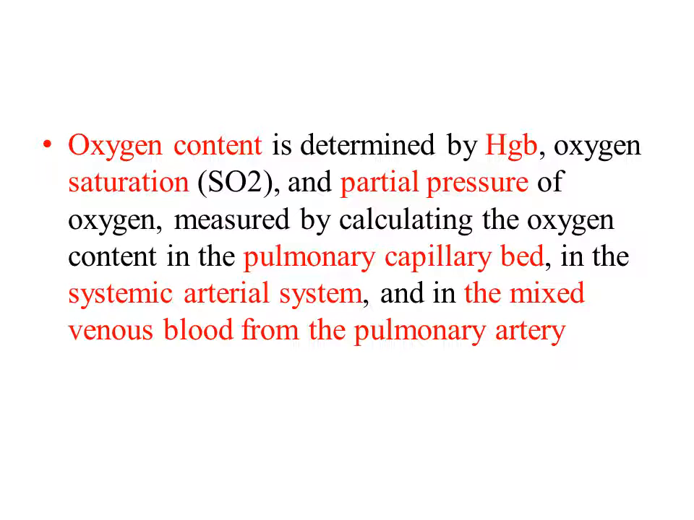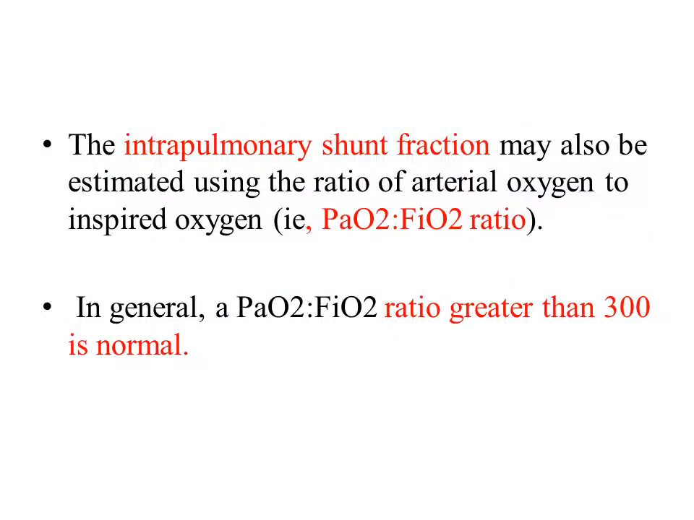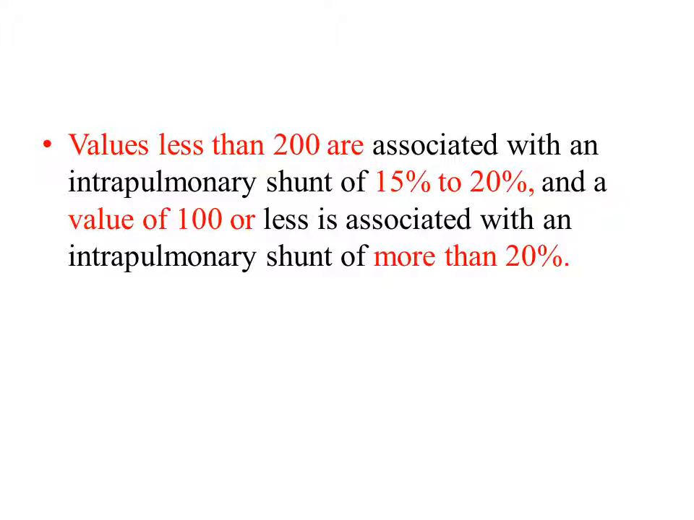So from these samples we can obtain the points we mentioned in the previous slide: arterial oxygen content, mixed venous oxygen content, and capillary oxygen content. The intrapulmonary shunt fraction may also be estimated using the PaO2 to FiO2 ratio we explained previously. As we said, the normal ratio is more than 300. A value of less than 200 is associated with an intrapulmonary shunt of 15 to 20%, and a value of less than 100 is associated with a shunt of more than 20%.